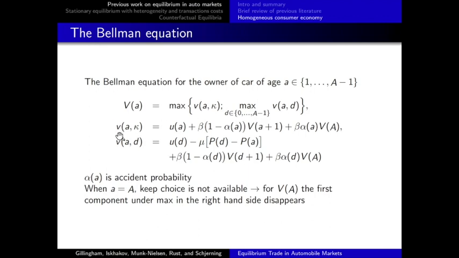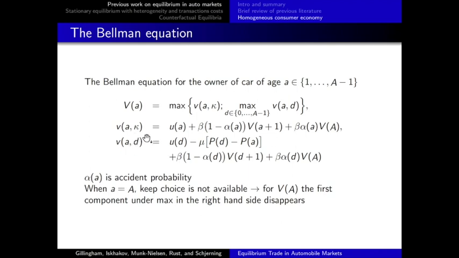So here are the choice-specific values if you have a car of age A. If you keep it, you get the utility of the car that you're already owning, because you're keeping the car. And then you're going to have the future discounted expected value of a car that's 1 year older. Now what is this alpha here? Alpha is the accident probability that can also depend on the age of the car. You only get the value of having the car next period if there's no accident, so you multiply by 1 minus the accident probability. If it's an accident, the car ages to the last age and is equivalent to a clunker, so you get the value of a clunker in that case, multiplied by beta. So this is the value of keeping.